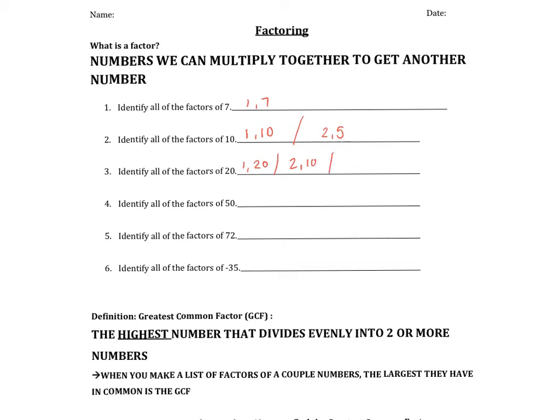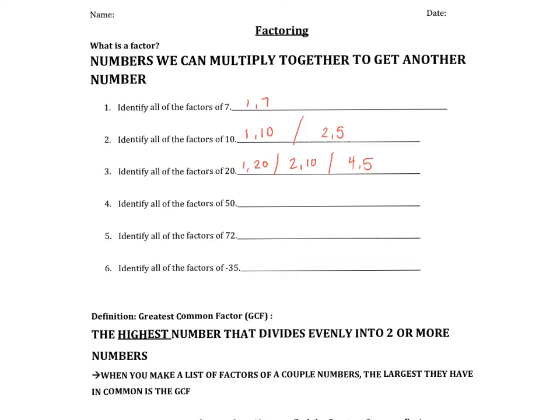Does 3 fit into 20 evenly? No. Does 4 fit into 20 evenly? Yes, and that's 4 times 5. Does 6? No. Does 7? No. 8? No. 9? No, and then you get to 10. So at 10, you can stop because we already have 10 in the list.